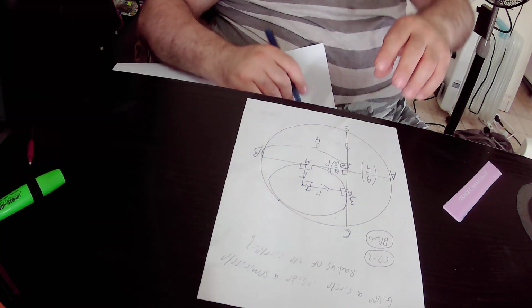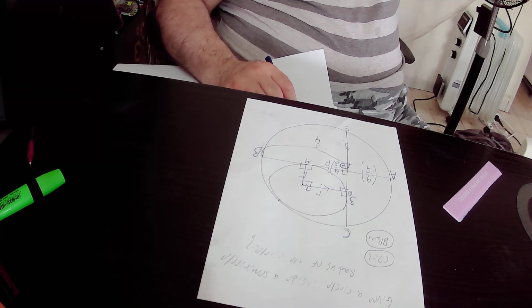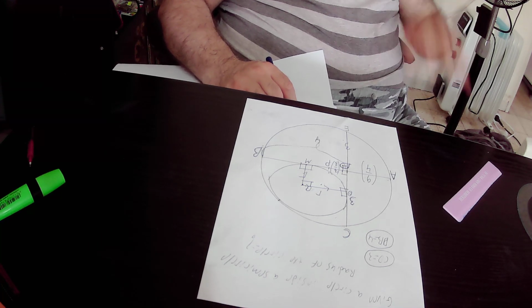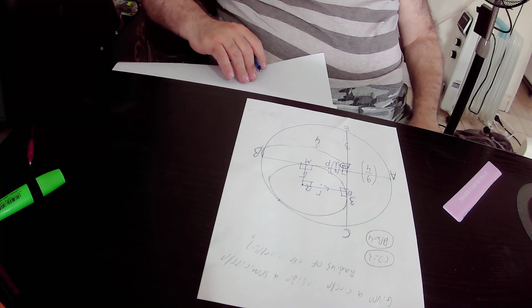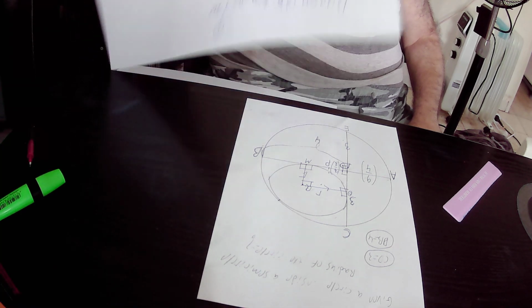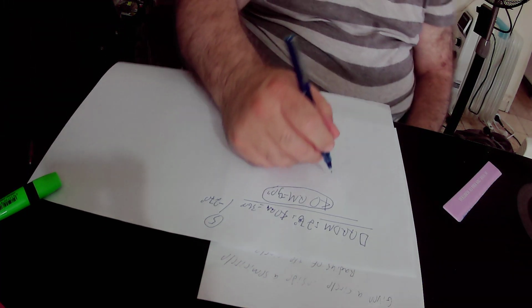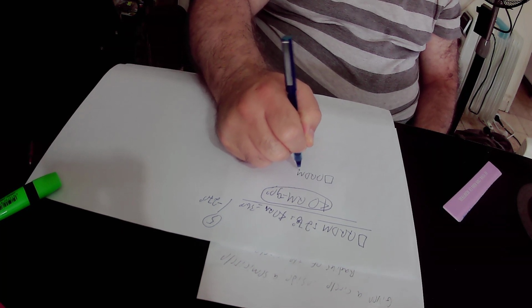So actually in quadrilateral OQDM we have 4 right angles. And any quadrilateral that has 4 right angles must be at least a rectangle. So we will relate to quadrilateral OQDM as a rectangle. I write it down. Quadrilateral OQDM is a rectangle.